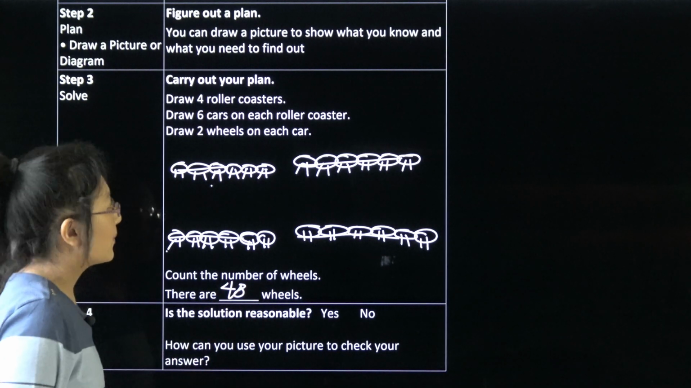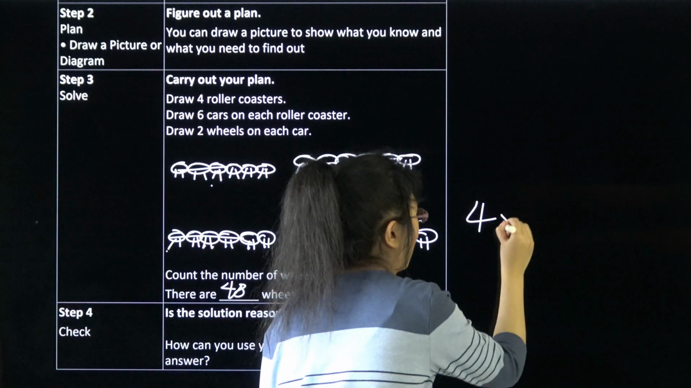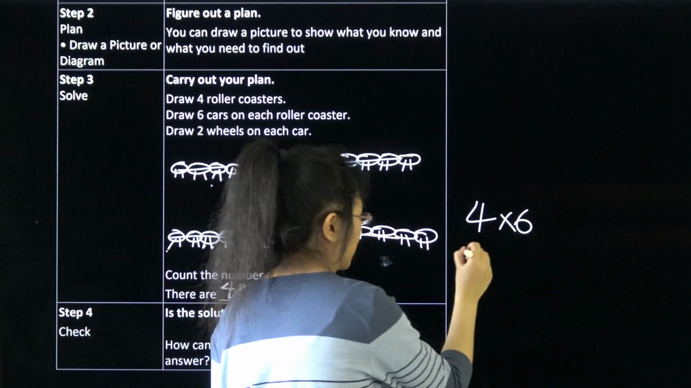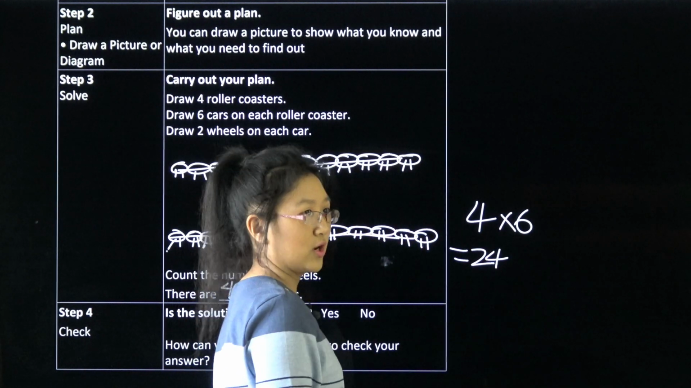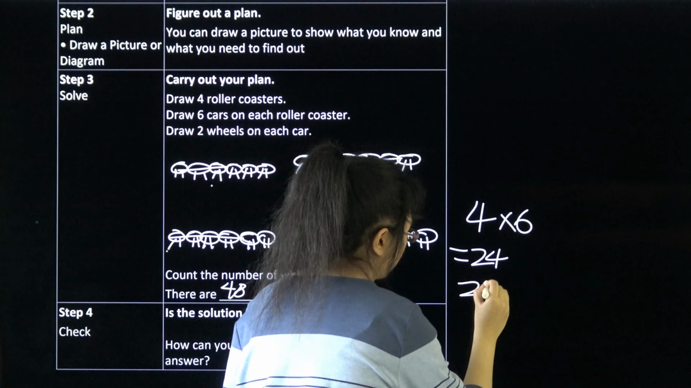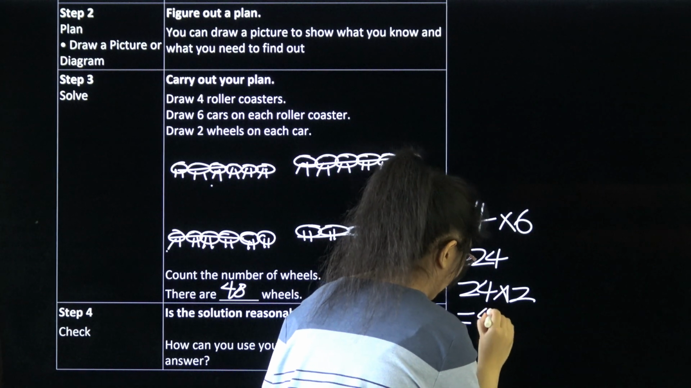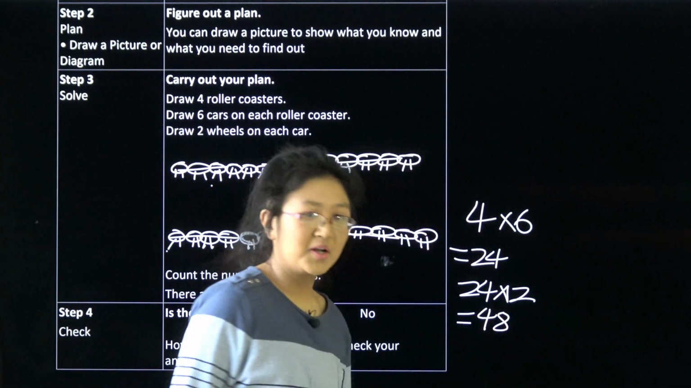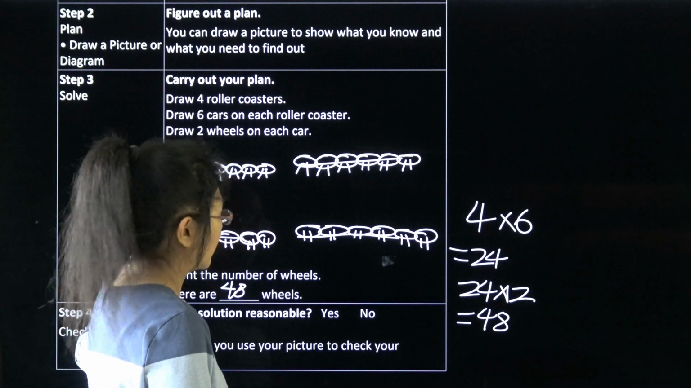Another way to do this would be multiplication. There are 4 roller coasters. There are 6 cars on each roller coaster. 4 times 6 equals 24. And then there's 24 cars. And there's 2 wheels on each car, so 24 times 2 equals 48. It's much quicker if you're used to it, but for understanding purposes, we're just going to do this.